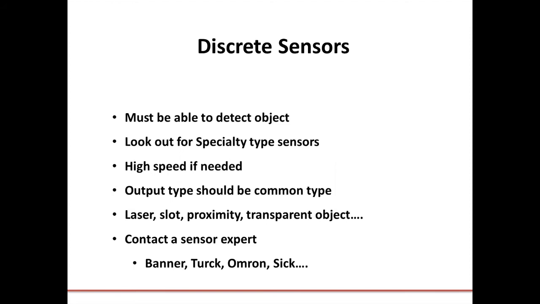For instance, infrared labels and stuff oftentimes contain certain colors which are used for packaging and for processing. You want to be able to pick a sensor that can accurately detect the object that you're trying to detect and only that object. Laser, slot, proximity, and transparent object sensors are some of the specialty types, but please feel free to contact us or a sensor company if you have any questions about choosing a sensor.